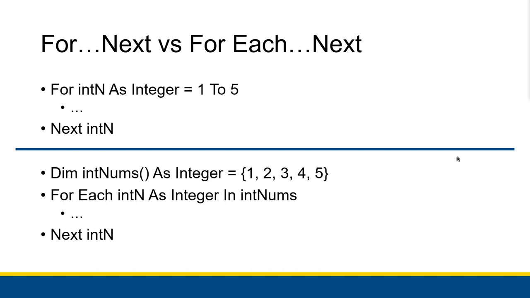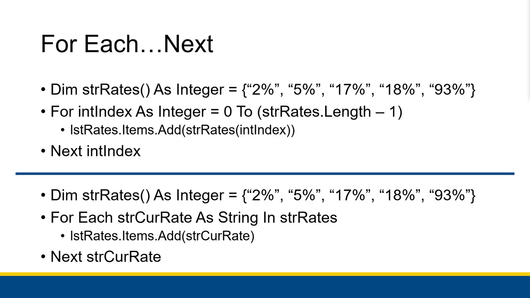That's what I want to focus on here, and I think when I go back to the rates example, you might see how dramatic the difference can actually be when you're typing things out, why the for each statement can make quite a bit of a difference. All right, so here's a comparison between the for next version of this traversal and the for each next version. The for next version you've already seen, so I won't focus on that so much, but the for each next is the new and fun one, so let's take a look at it.